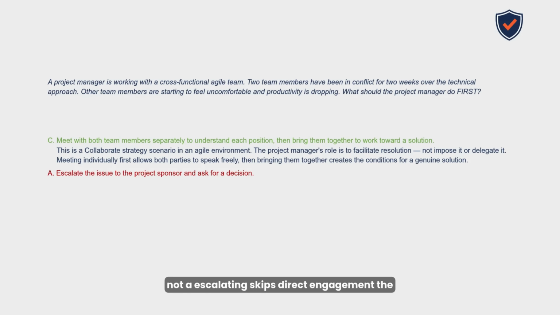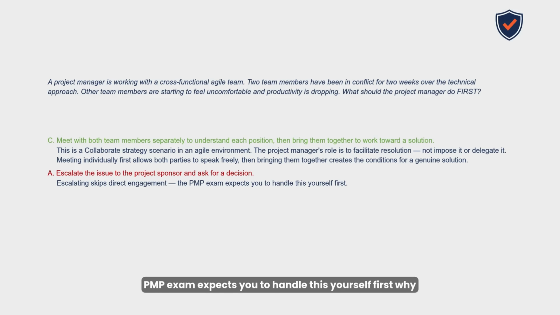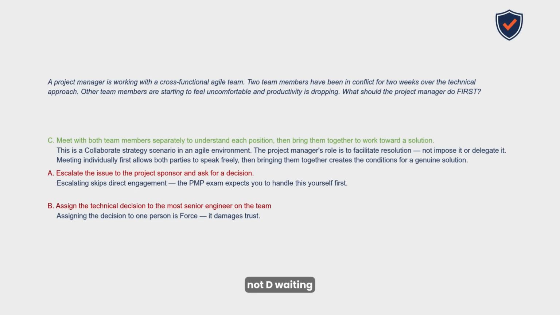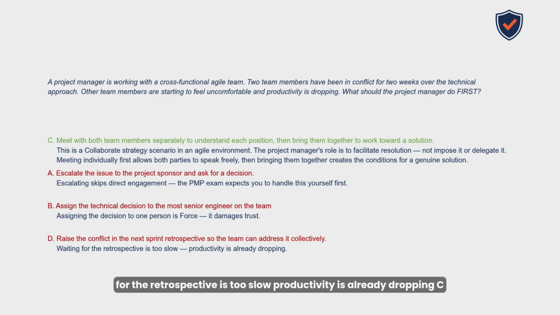Why not A? Escalating skips direct engagement. The PMP exam expects you to handle this yourself first. Why not B? Assigning the decision to one person is force. It damages trust. Why not D? Waiting for the retrospective is too slow. Productivity is already dropping. C is correct because it is proactive, direct, and applies the collaborate strategy.